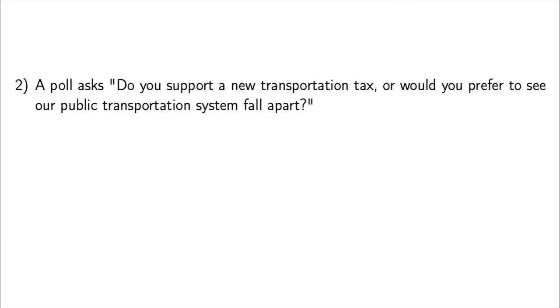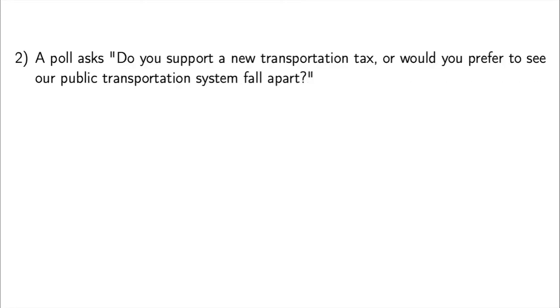A poll asks, do you support a new transportation tax, or would you prefer to see our public transportation system fall apart? This question, obviously, is giving you kind of a false dichotomy, right? They're saying you've got two options: either support the new tax or public transportation falls apart, which obviously has a negative connotation. This is the classic example of a loaded question. Now, loaded questions always are going to end up leading to some response bias, maybe perceived lack of anonymity. You're not going to get honest answers.